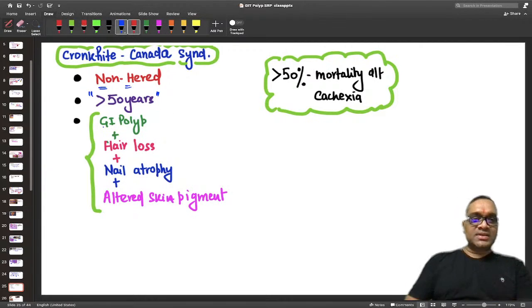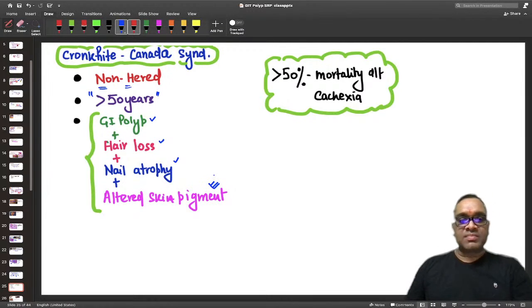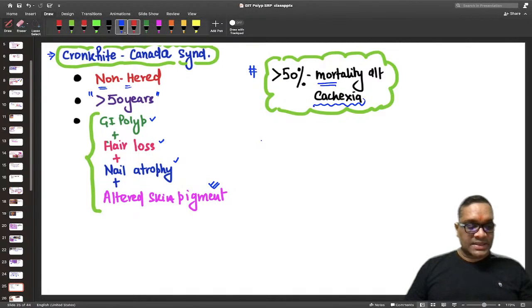What will be Cronkite Canada syndrome? They will also have GI polyp. They will have hair loss, nail atrophy, and altered skin pigmentation, right? So here you have to remember that hair loss, nail atrophy, altered skin pigmentation along with the GI polyp will be Cronkite Canada syndrome. This is also very important to identify and diagnose early, because more than 50% of the individuals will die because of the cachexia, right? So that is a very important point to understand. Cronkite Canada syndrome is a non-hereditary syndrome, right?